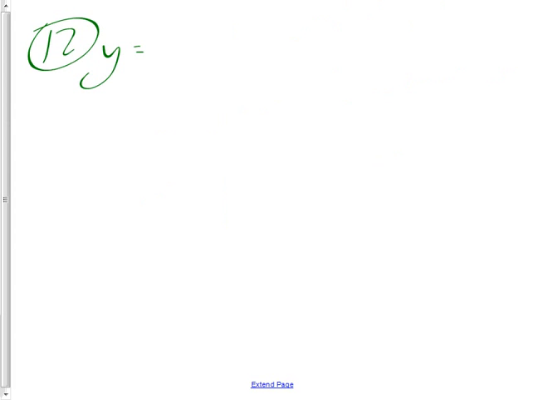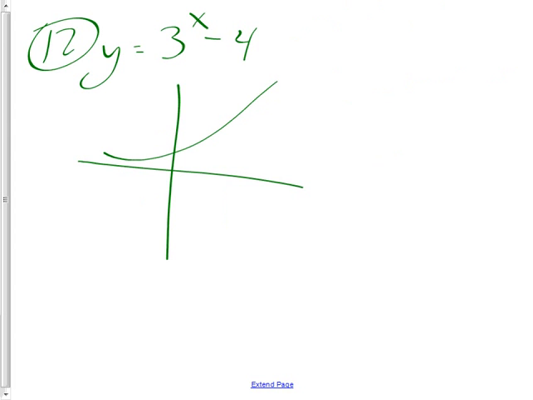Y equals, about 8 minutes left, 3 to the x minus 4. Well, I know what 3 to the x looks like, generally like that. And what does that minus 4 mean? Moves it down 4. So then, remember there's an asymptote. They're going to ask you, graph all asymptotes. The asymptote on this puppy is like right here. If I'm going to move it down 4, the asymptote will move with it, so it moves down 4. And now here's my new graph. There we go. Now, I might be off a bit, but if I've got 2 points and the asymptote graphed, I'm fine.